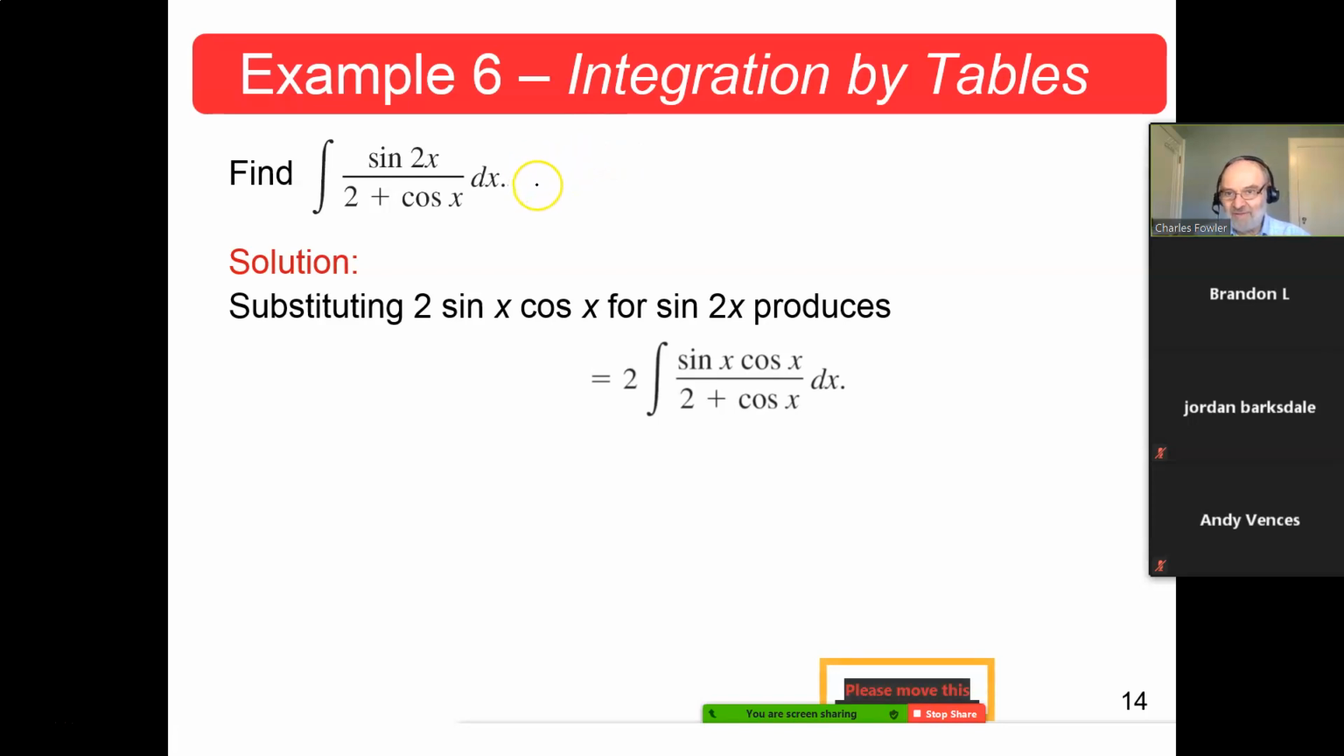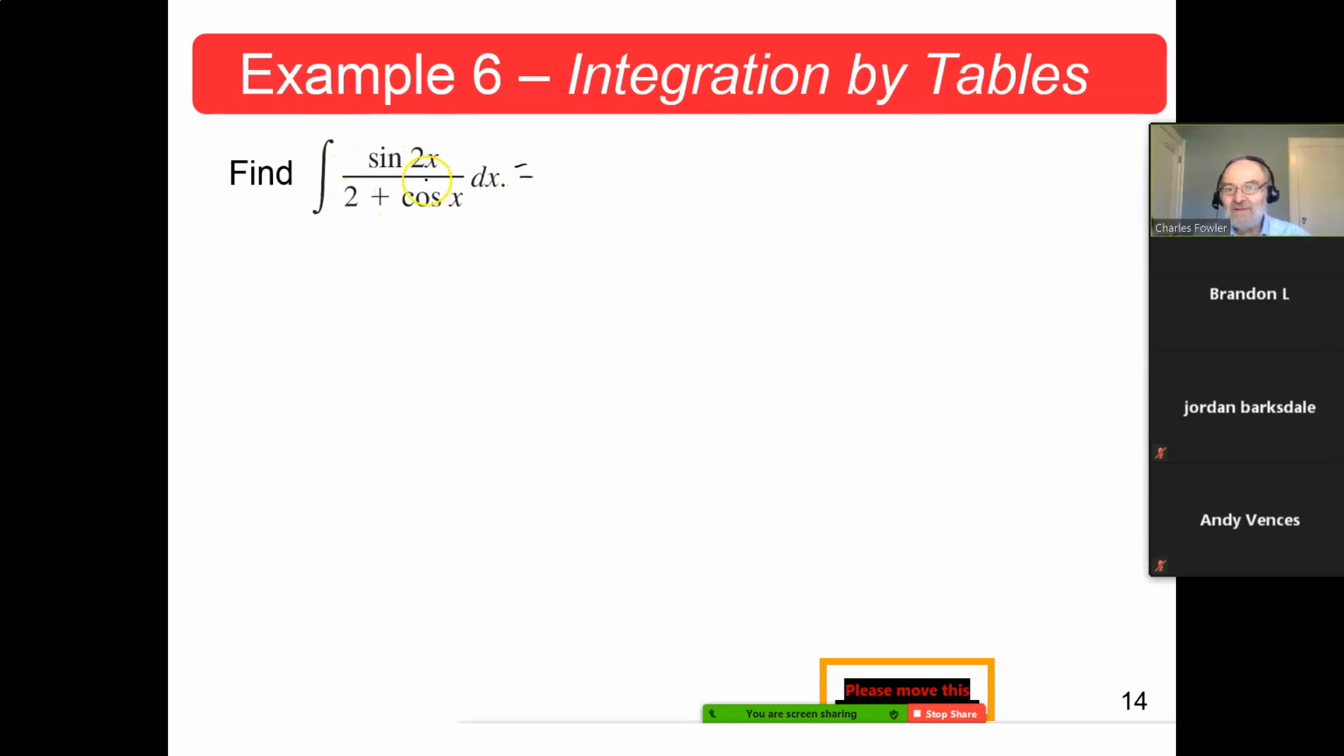Now, my first inclination here would be to get everything in terms of sines and cosines, not sine 2x. So this would be 2 times the integral of sine x cosine x. Now, where did that come from? The double angle formula. Sine of 2x is 2 times sine x cosine x. So I brought the 2 on the outside, and then down here we have 2 plus cosine x.